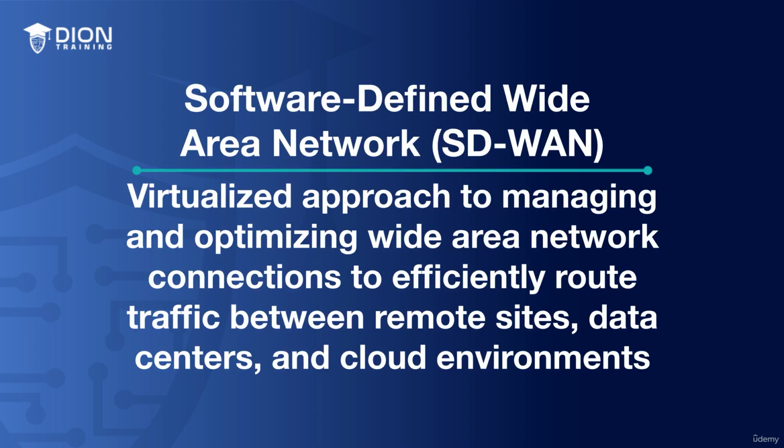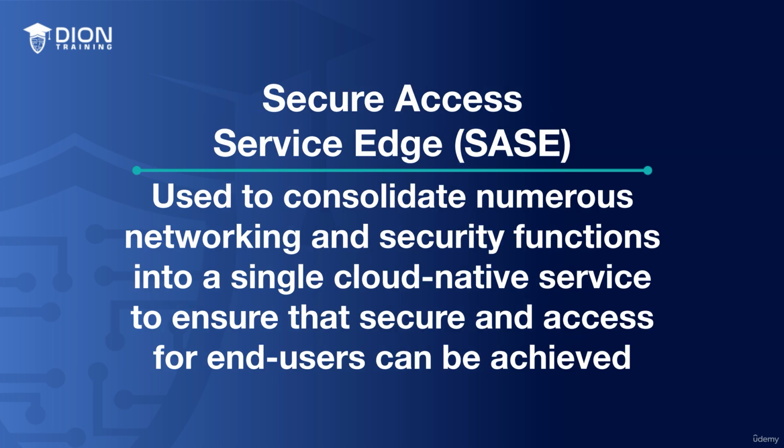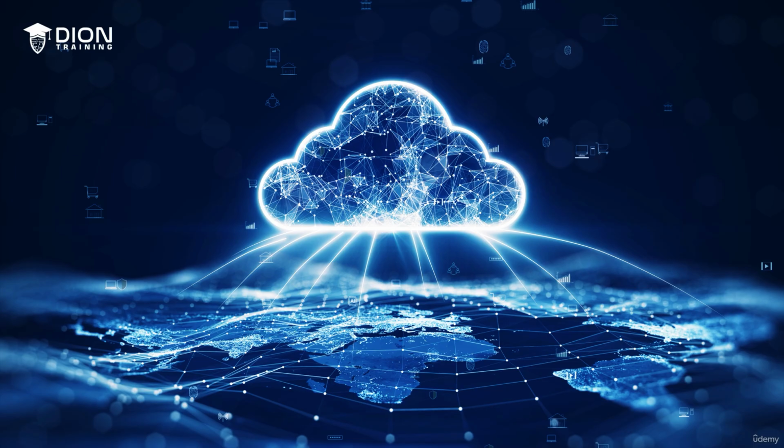An SD-WAN, or a software-defined wide area network, is going to be a virtualized approach to managing and optimizing wide area network connections to efficiently route traffic between remote sites, data centers, and your cloud environment. The Secure Access Service Edge, or SASE, on the other hand, is a security framework that combines network security and wide area network capabilities in a single cloud-based service. By leveraging these tools, we're able to elevate our organizational security posture and continue to move forward in our security careers as we begin to migrate more heavily into cloud-based environments.